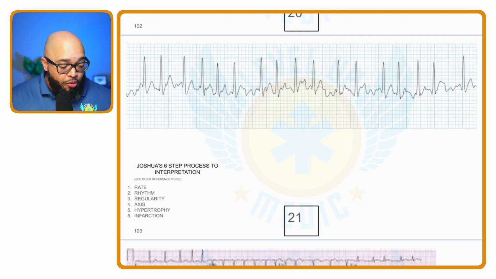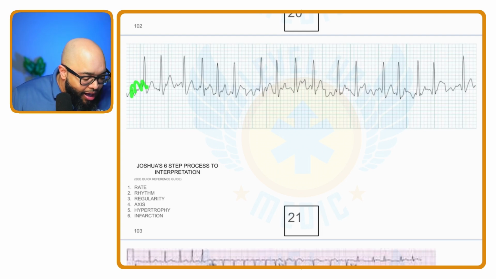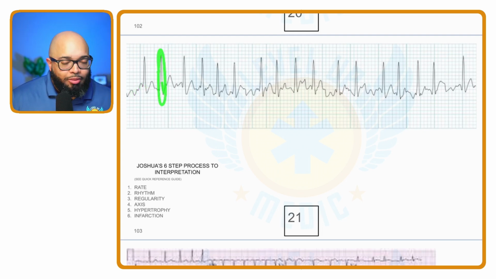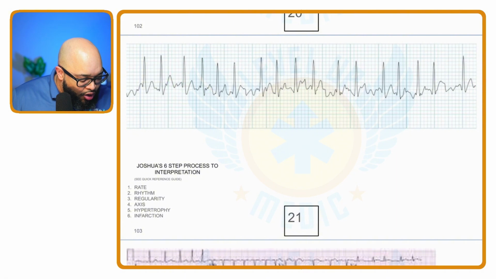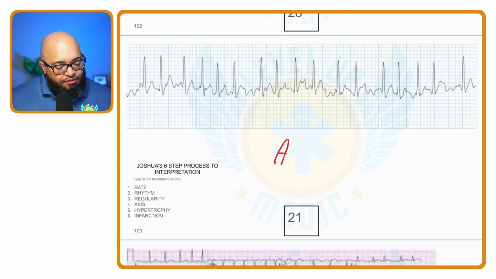So now we're going to look for all of our stuff for a normal rhythm. Well, I can't really make out P waves. I do see a narrow complex and then a T, a narrow complex and a T, a narrow complex and a T, but I can't really discern P waves. So I have non-discernible P waves and an irregularly irregular rhythm. This is our classic AFib.